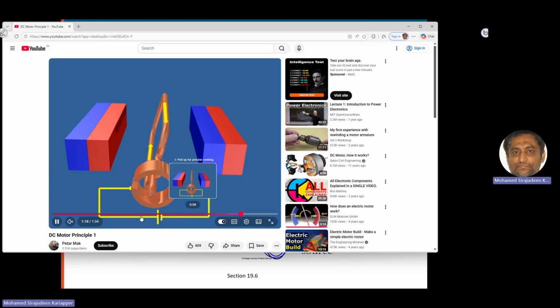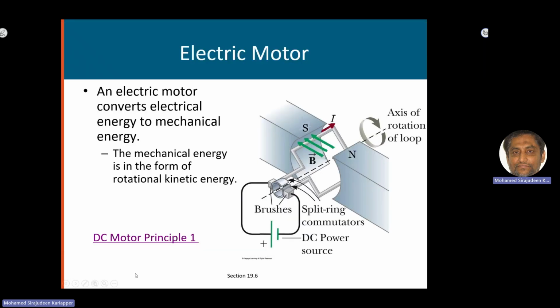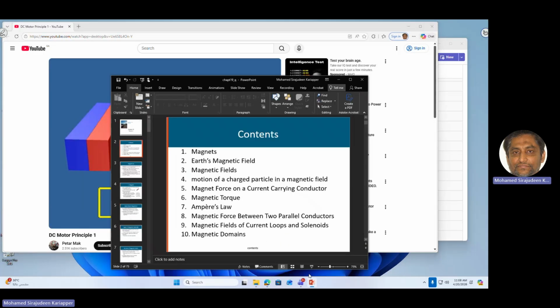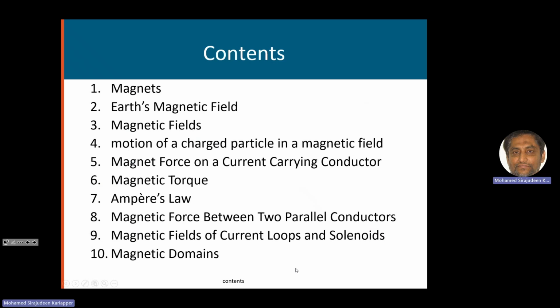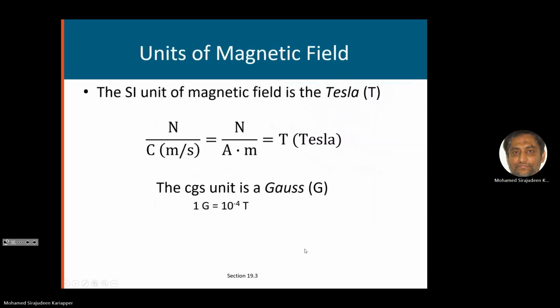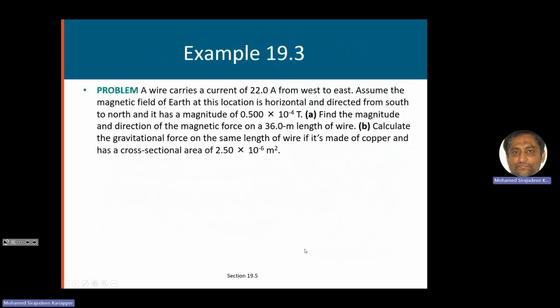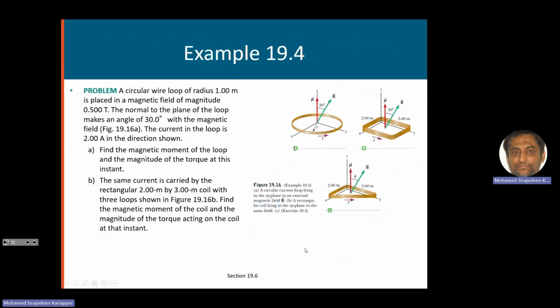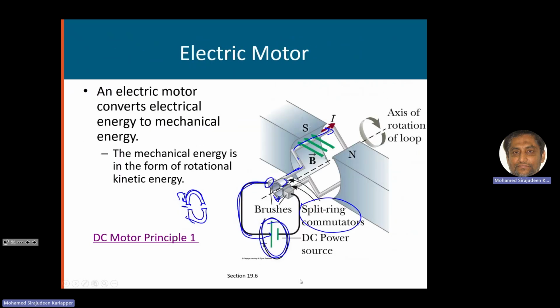I want to bring this to show it to you three-dimensionally, so you understand the function of this commutator, the split ring commutator. It is called the commutator. Now, coming back to this, let me start this again. So this is the motor.